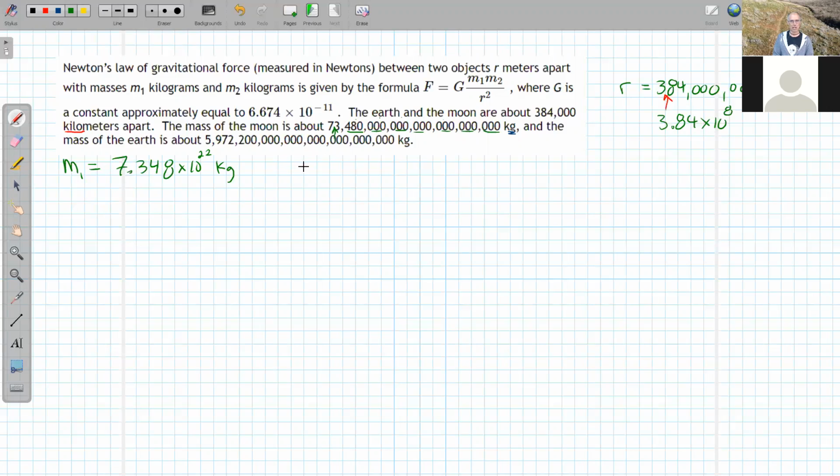And then let's do the mass of the Earth. We'll call that one M2. So how many places do we have there? We have one group of 3, 2, 3, 4, 5, 6, 7, 8 full groups of 3. 8 times 3 on a good day is 24. So I think that one would be 5.9722 times 10 to the 24th power.